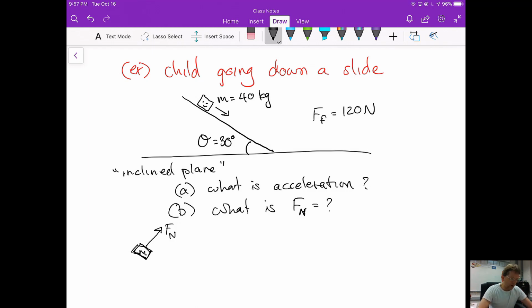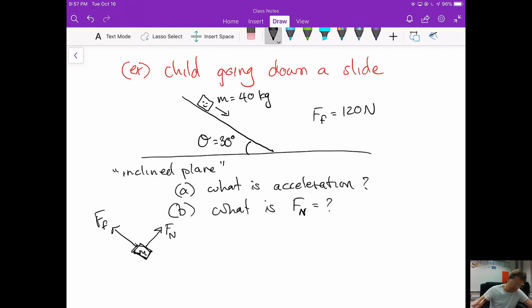So we go through our forces. Is there a rope attached? No, so there's no tension. Is there friction? Yes. And what's the direction of the friction? Think about it. The frictional force should oppose the motion. So in this case, the frictional force should be up the plane, F friction.